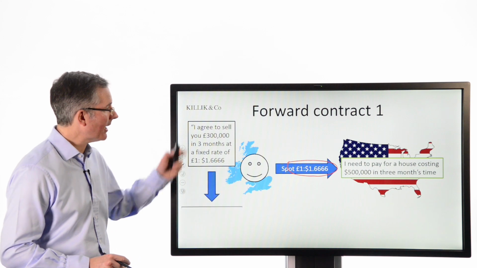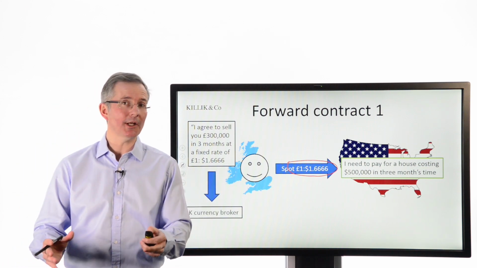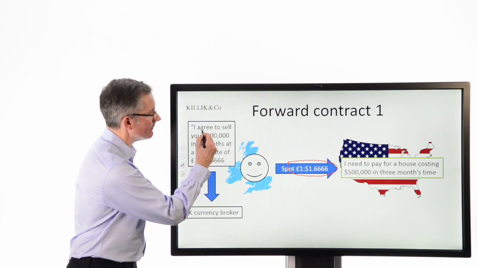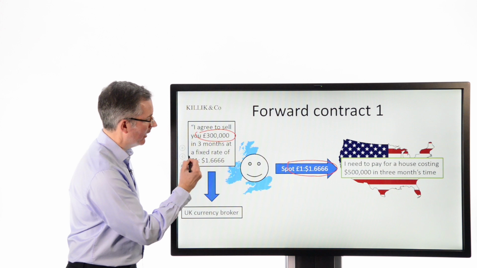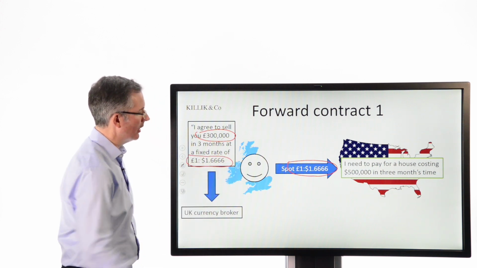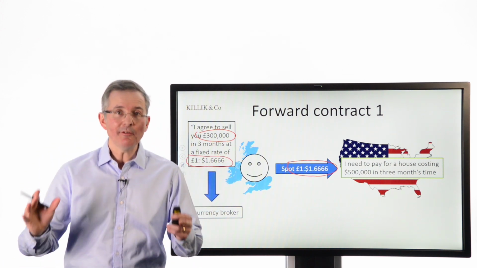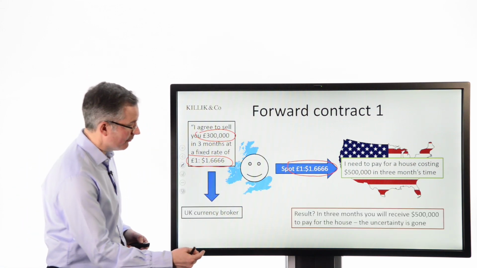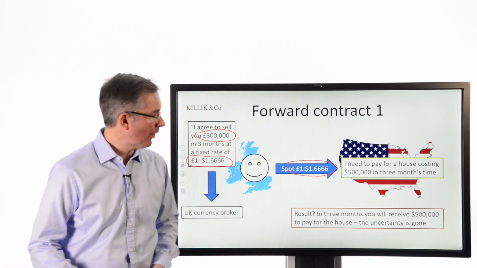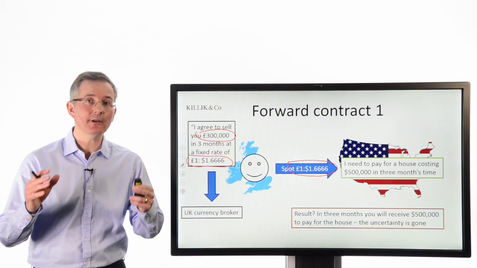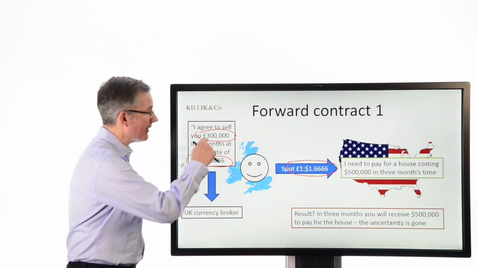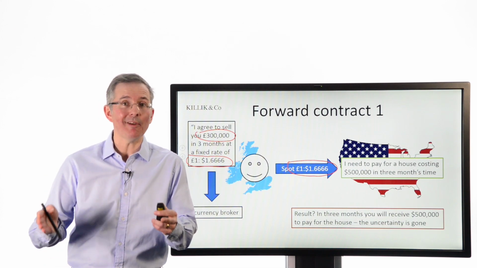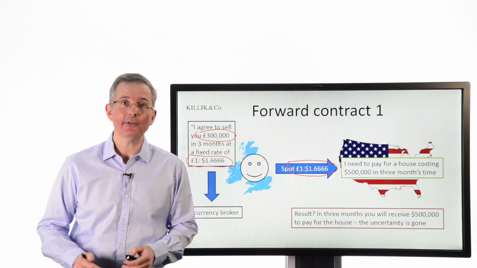What you could do is pick up the phone to a UK currency broker and say, look, I need to do a deal now, not in 3 months, now. I want to sell you £300,000 of sterling. That's how much I've got at a fixed rate of, and I've made it the same rate just for illustration, $1.6666. The advantage of that is that when 3 months goes by, you will get from your currency broker the dollars that you need to pay for the house. In other words, the uncertainty is gone. And the uncertainty would have been you take your £300,000 in 3 months' time, translate it at the exchange rate then, and it may or may not be $500,000. This way, you take out the uncertainty.